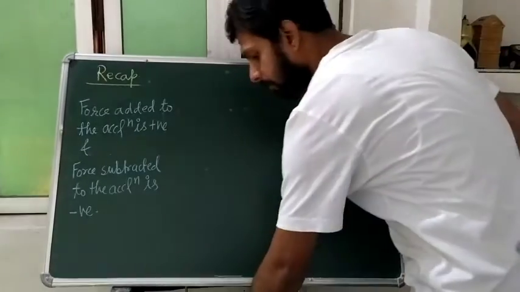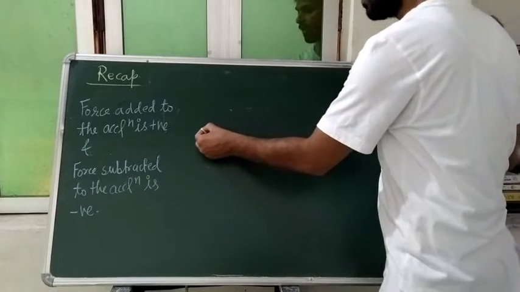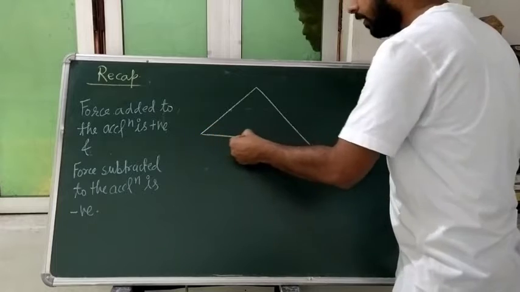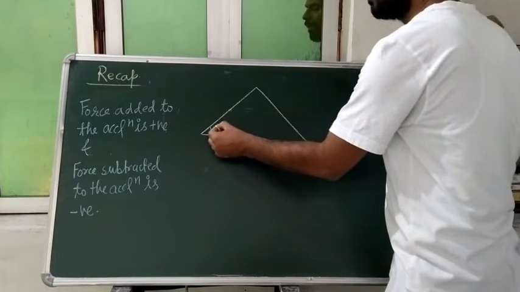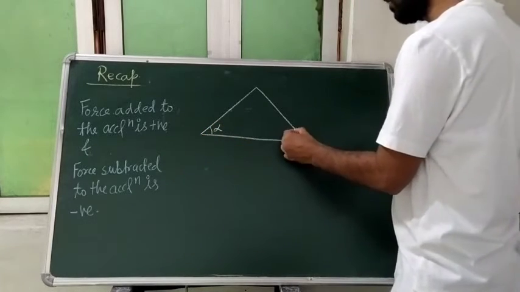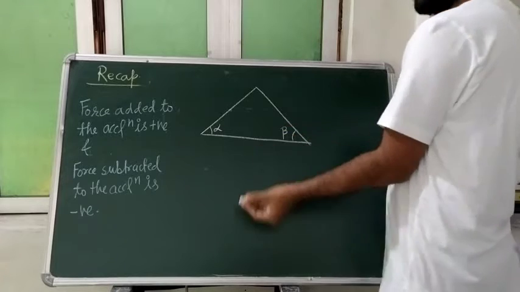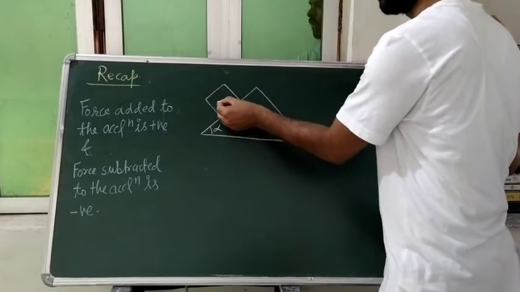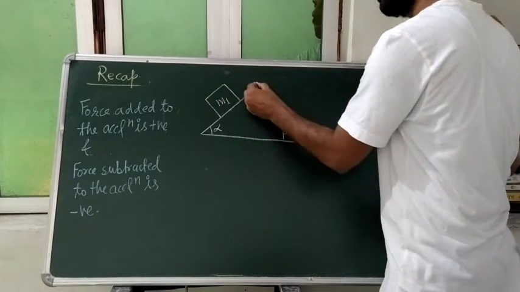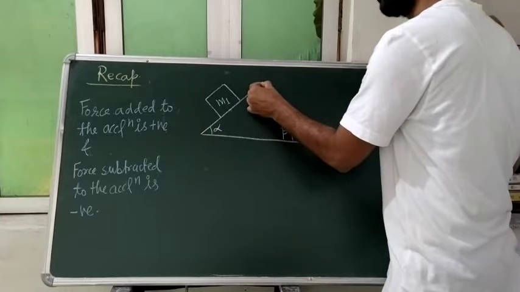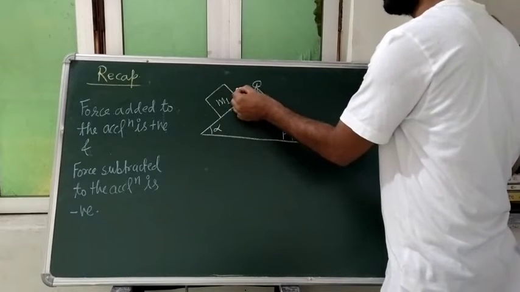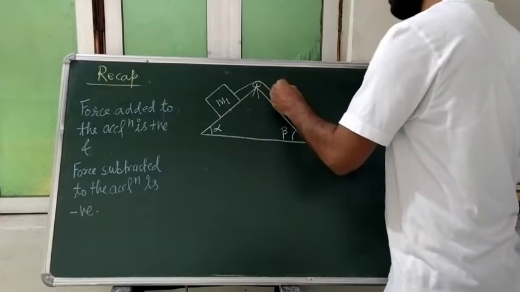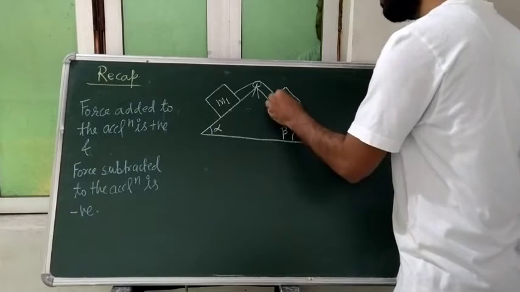Next, suppose we are considering a situation like this. Here we have two inclined planes. One is making an alpha angle with the horizontal, another one is making a beta angle with the horizontal. Here a block of mass m1 is present. Here is a fixed pulley, and one end of the string is connected with mass m1. The other end is connected with mass m2.